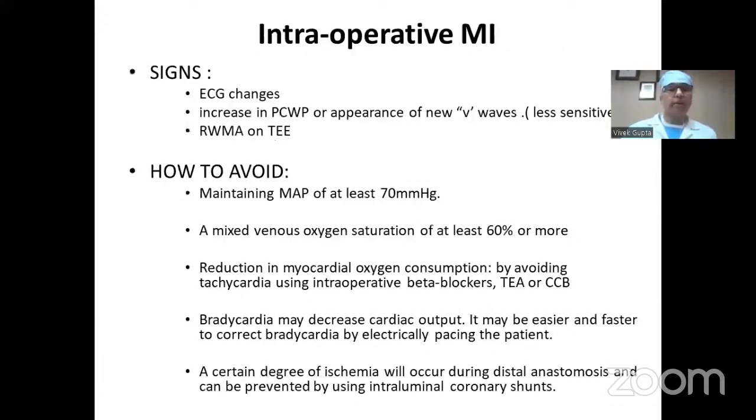Perioperative MI can be assessed with the help of ECG or regional wall motion abnormality on transesophageal echocardiography. How can we avoid it? We should maintain a mean arterial pressure above 70. We should reduce the myocardial oxygen consumption, and we should avoid any significant bradycardia.